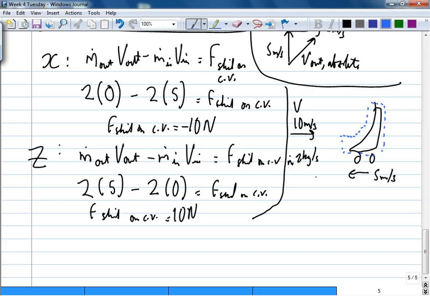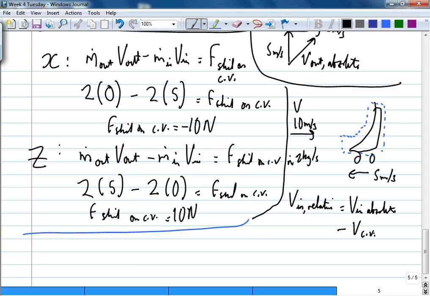Right? So, in this case, V in relative is equal to, what's the formula again? V in absolute minus V control volume. Same as just now, so it goes around and bends, which is equal to absolute velocity 10 meters per second going that way, minus this one, 5 meters per second going this way. So it's actually a negative. Is that right? So the answer is 15 meters per second.